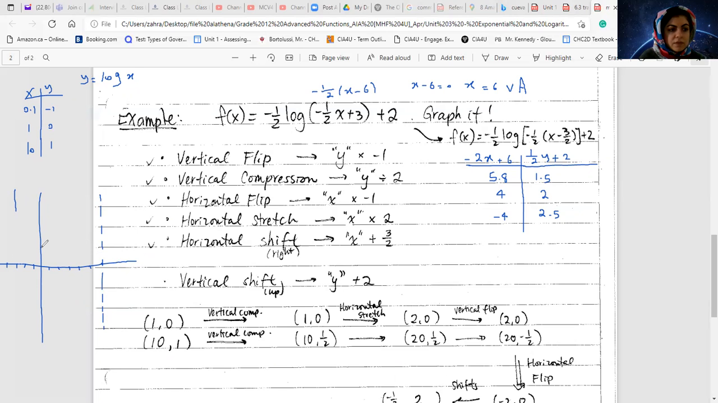5.8 is 1.5. So if this is 1, this is 2. 5.8 is 1.5, it's a little bit closer in, like that. 4 is 2, so 4 is 2 here. And minus 4 is 2.5. This is my point here. So as you see, we connect these points and you're going toward the asymptote, but never cross it.